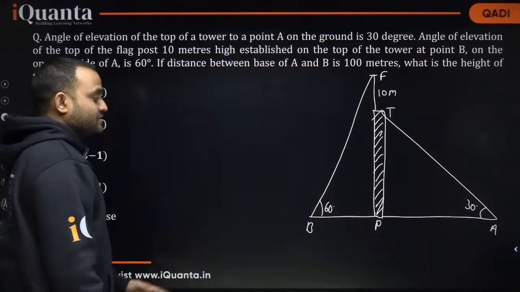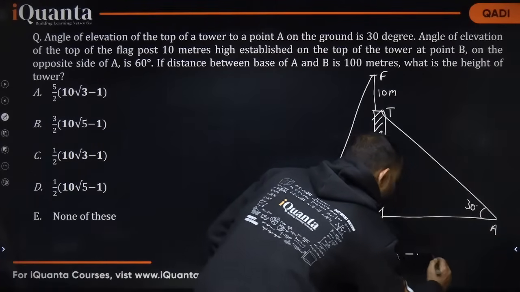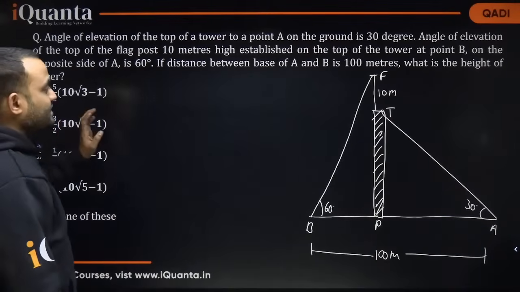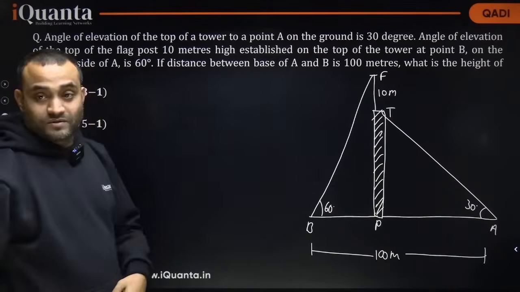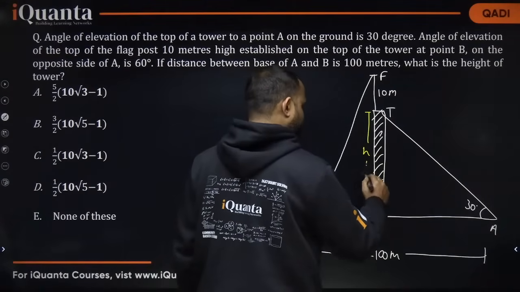And the distance between A and B is 100 meters. So this is 100 meters. That's it. This is what's given. We need to find the height of the tower. So the height of the tower, this PT, let's say this height is H.